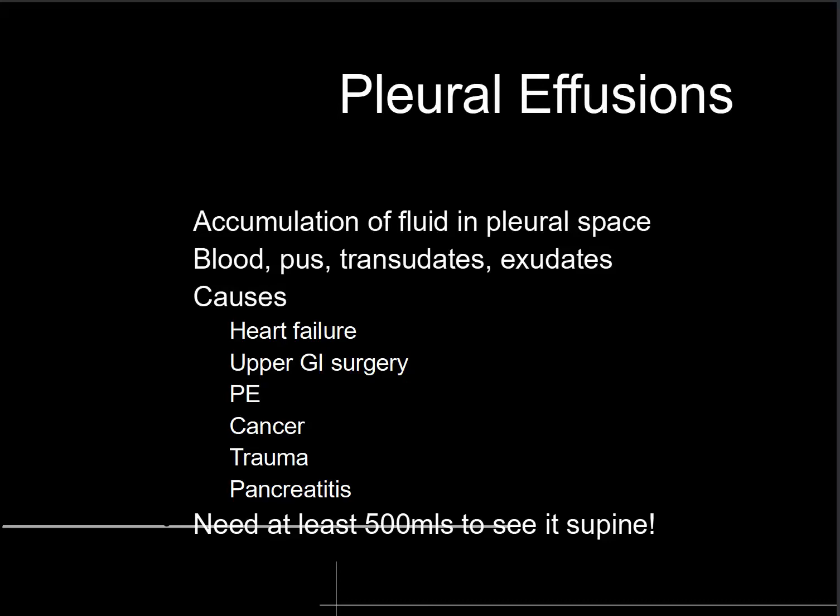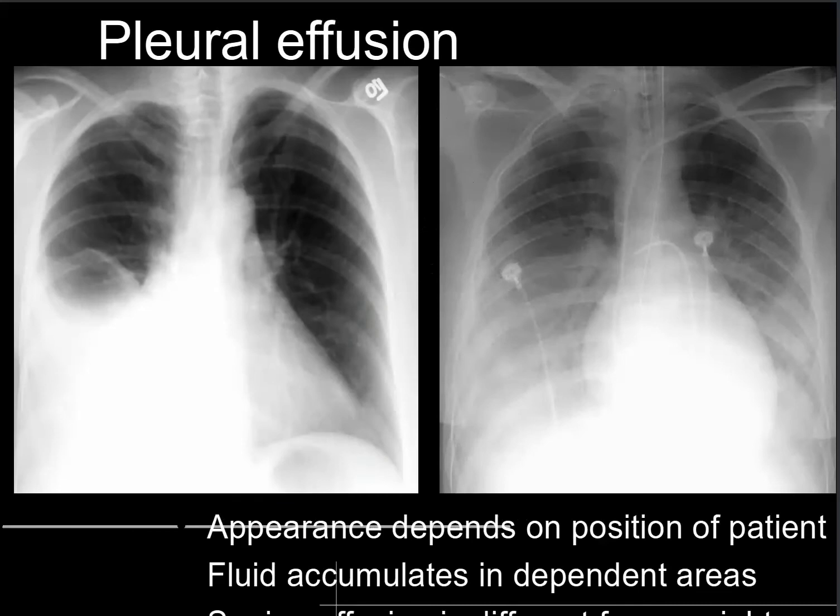Let's have a look at a few examples. The appearance actually depends on the position of the patient. Fluid accumulates in the dependent areas. So for example, the patient on the left is upright. There is a right-sided pleural effusion. You can see the meniscus of that fluid. It's all accumulating within the dependent portion of the right pleural space.